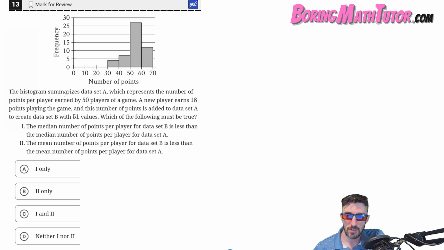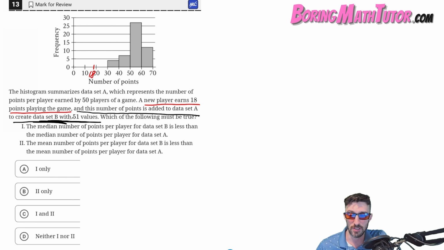All right, here they're telling us that we got a histogram that summarizes data set A, which represents the number of points per player earned by 50 players of a game. Then it says that a new player earns 18 points. That would not be very good. That would be less than the number of points that every other player got. And when we account for that new player, that gets us a new data set that we're going to call set B that now has 51 values. And they're asking us which of the following must be true.